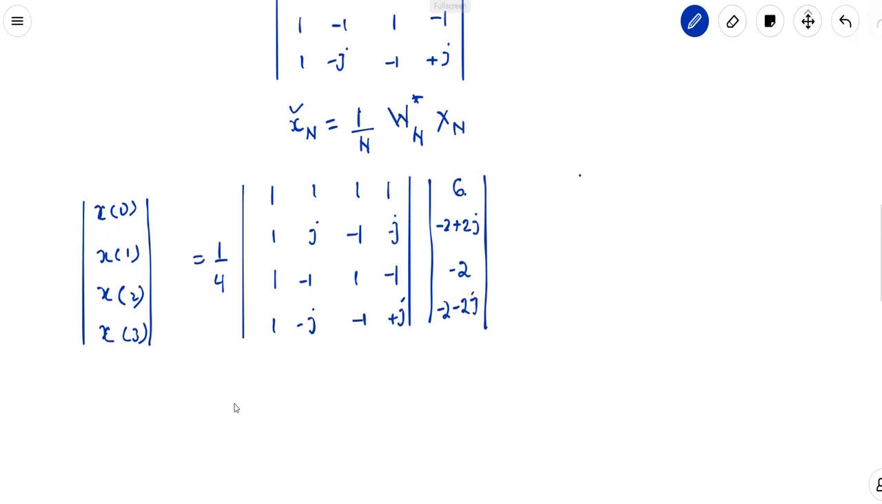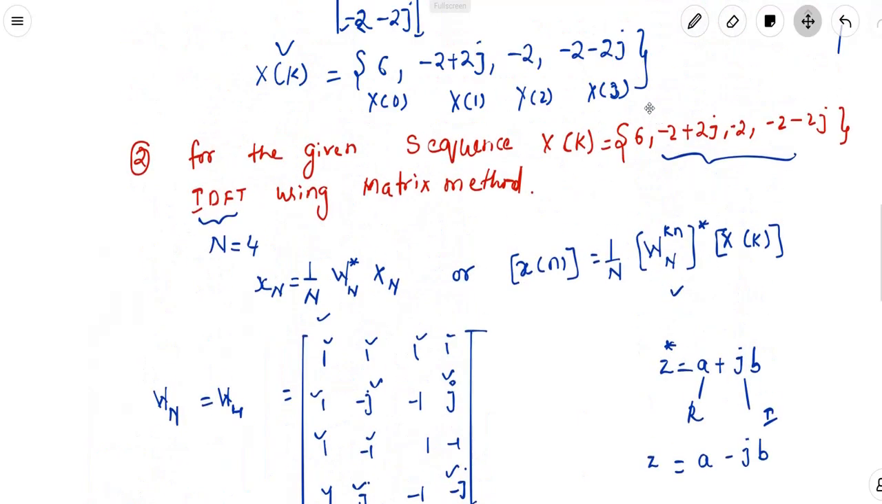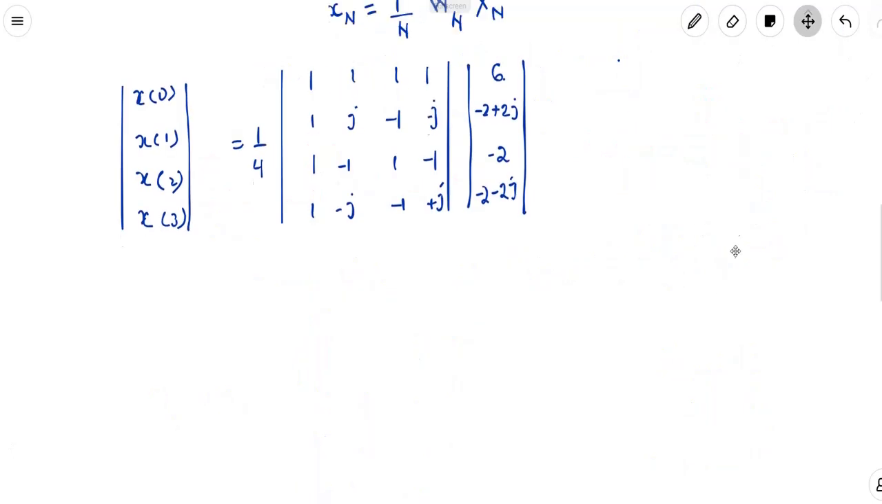Okay, so if you want, you can see here what the question was. This one is your x of 0, this one is your x of 1, this one is your x of 2, this is our x of 3. So these values I have substituted. In place of x of 0 I have substituted 6. In place of x of 1 I have substituted minus 2 plus 2j. In place of x of 3 I have substituted minus 2 minus 2j. Okay, now we will do the calculations.